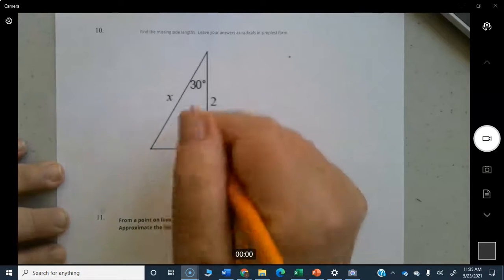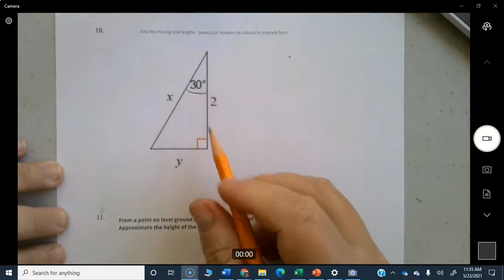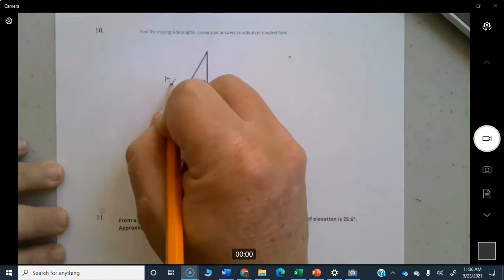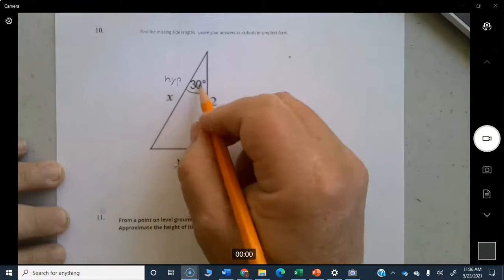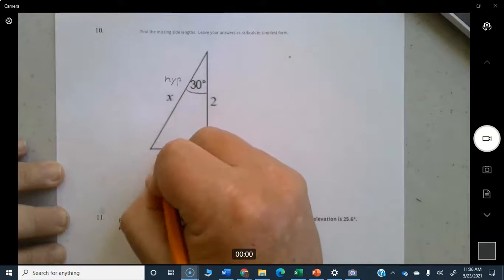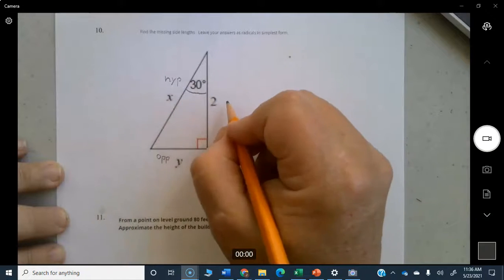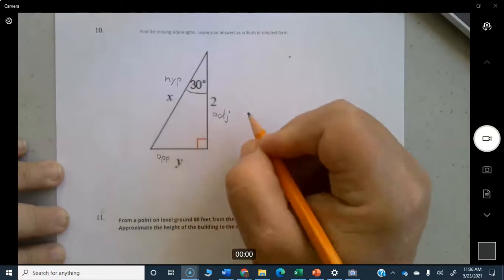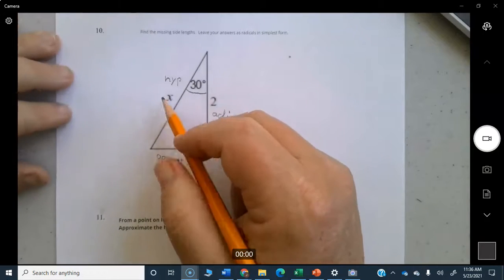So let's go ahead. This is the angle that we have to work with, and we're going to label the sides. The longest is the hypotenuse. The one opposite the angle over here is the opposite, and the other one, the one that's next to the angle but not the hypotenuse, is the adjacent. So we need to find each of these. We'll start just in alphabetical order for no particular reason.